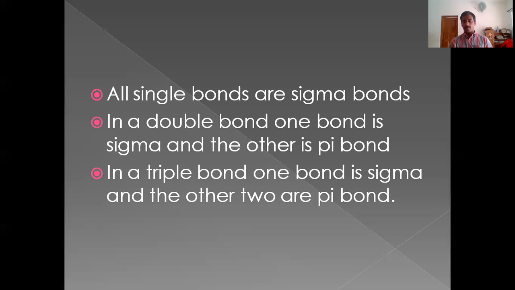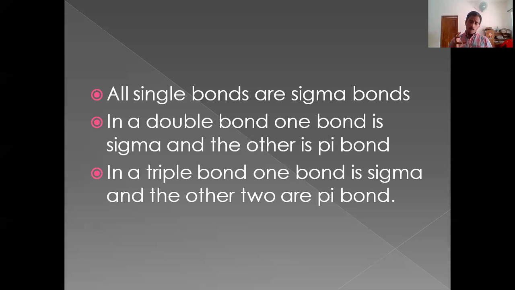But in CH4, carbon forms four bonds with hydrogen. So carbon can form four bonds with hydrogen, but only two unpaired electrons are available in carbon. How will you explain it? In order to explain such a problem, another concept was developed, that is known as hybridization.